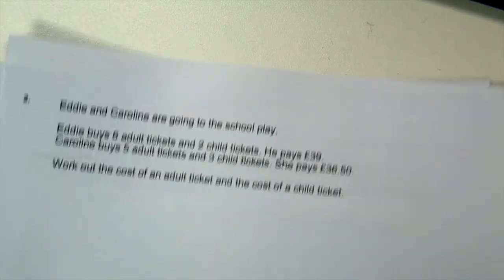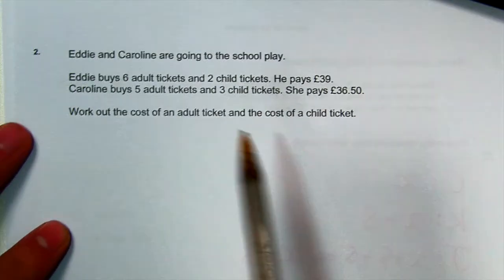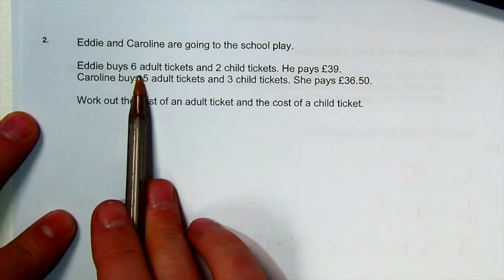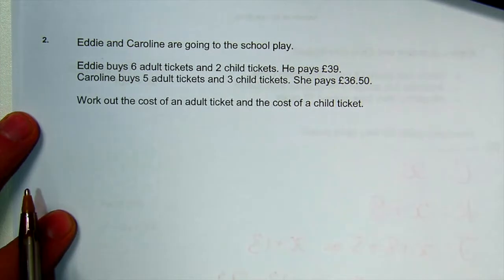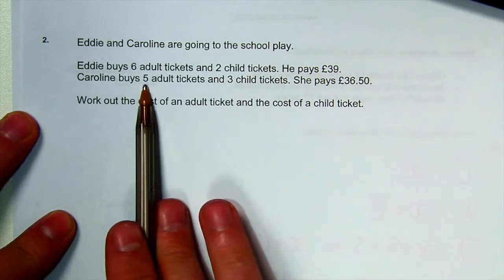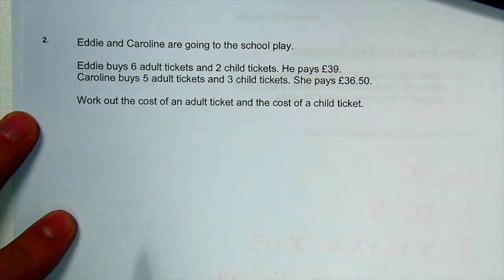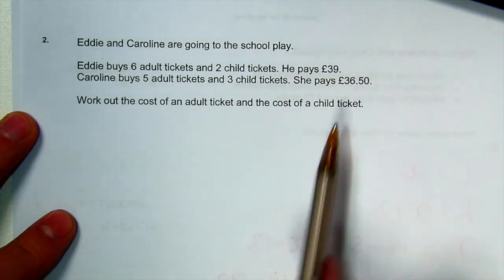Question number 2 on this video, again a worded question. These are the ones that we find difficult sometimes. This time Eddie and Caroline are going to the school play. Eddie buys 6 adult tickets and 2 child tickets and he pays £39. Caroline buys 5 adult tickets and 3 child tickets. She pays £36.50. Work out the cost of an adult ticket and the cost of a child ticket.